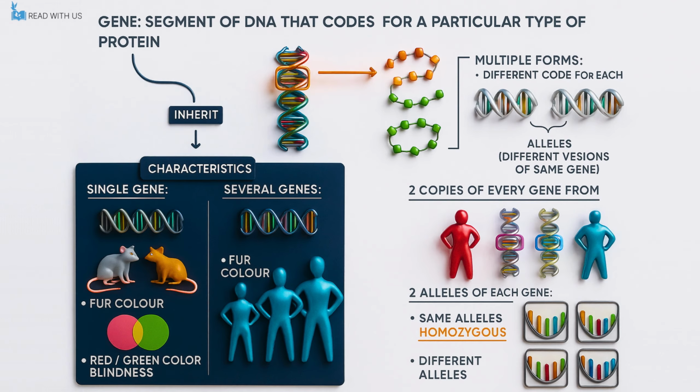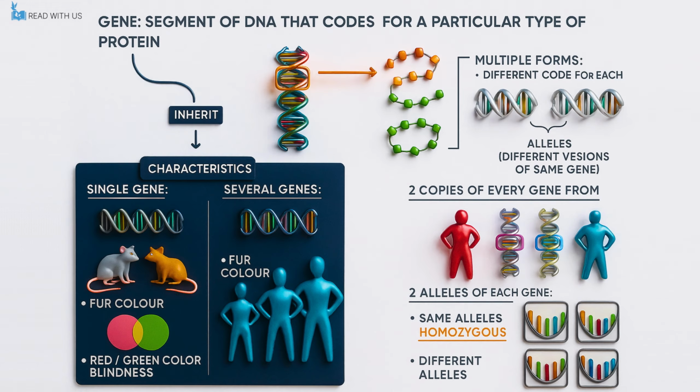Now, all of these ideas are closely related to genes. A gene is essentially a segment of DNA that contains the coded instructions to produce a particular kind of protein. Together, the genes we inherit from our biological parents help determine the various characteristics we display, such as eye color, hair type, and blood group. Some of these characteristics are controlled by a single gene, such as fur color in mice or red-green color blindness in humans. However, most of our traits are polygenic, meaning they are controlled by multiple genes working together. For instance, height is influenced by a combination of many different genes, which is one reason why people come in all different shapes and sizes.